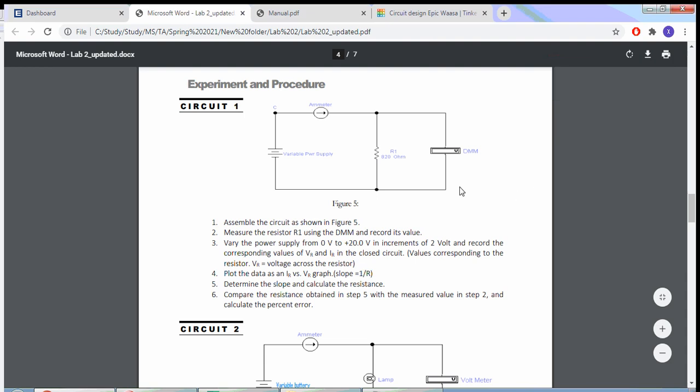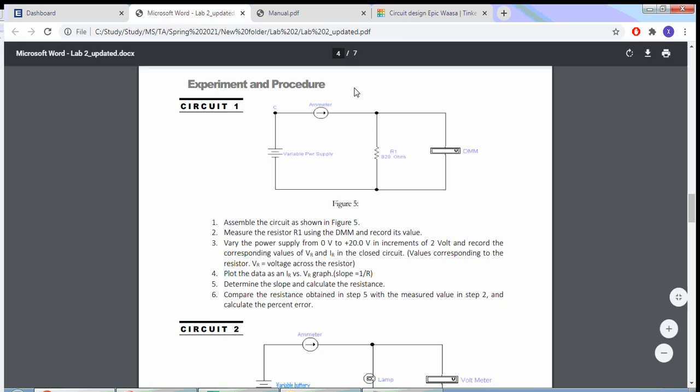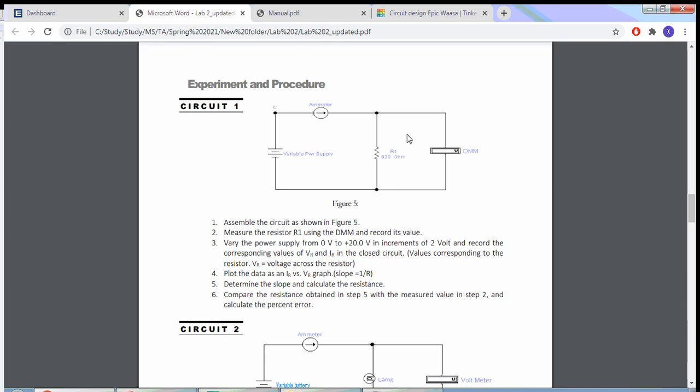So this is the first circuit that you're going to build in this lab. It's a very simple circuit. You have a variable voltage source and an 820 ohm resistor. You're going to be measuring the current through the resistor and the voltage across it.